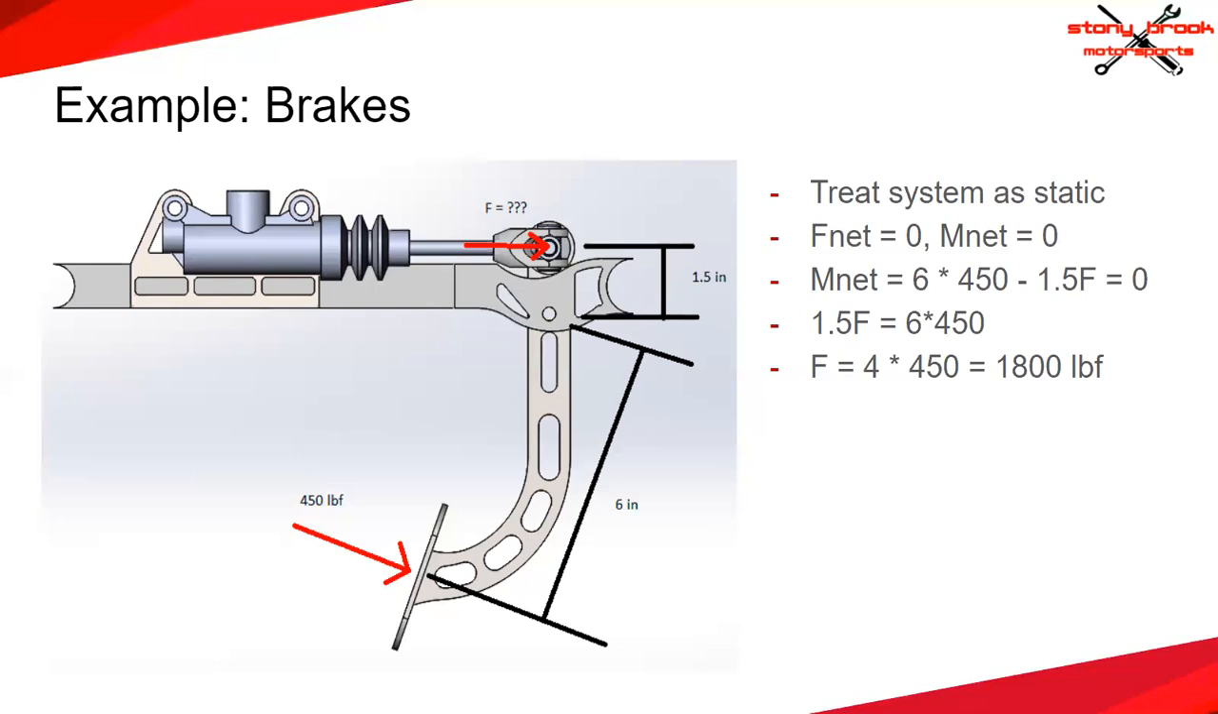But continuing on, with that 450 pound force on the pedal, when you're looking at the pedal, you can actually break it down into a type of lever, where the pivot point is where both of these dimensions meet up.